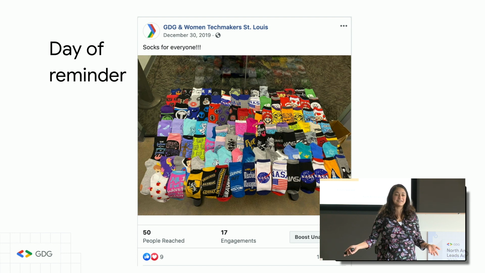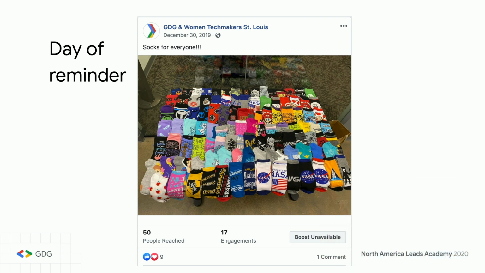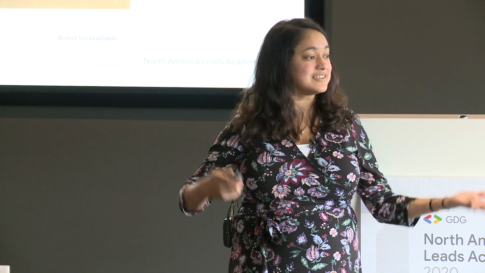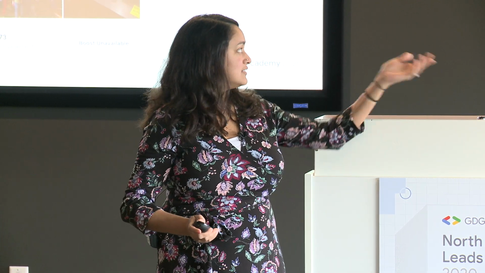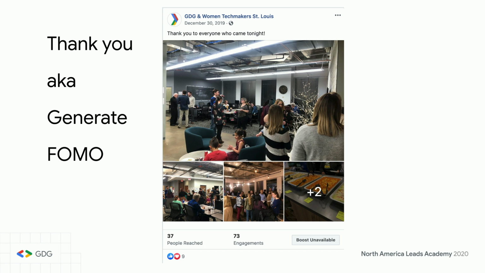And then we had our day of reminder. Look at how many socks there are in this thing. It was really exciting for me. We had no socks at the end because we had way too many people come, so be wary of too much promotion. Yeah, it was a little bit too much hype. People really like socks, but we sent out that day of reminder, and a ton of people actually remembered to come because of that. And then lastly, we sent out the thank you that said, thanks for everyone that came.